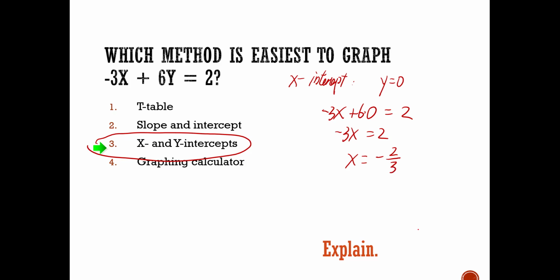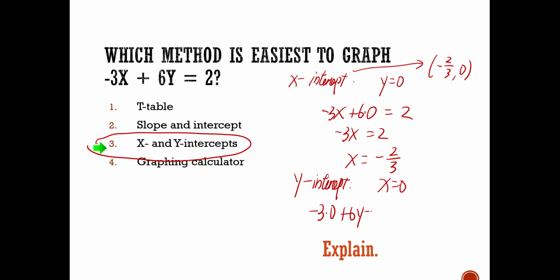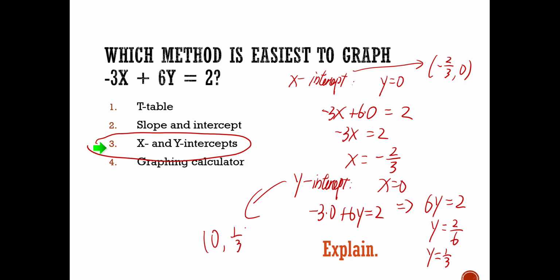Okay, so we get the x-intercept negative 2/3. Now the y-intercept: setting x equal to 0, you get negative 3 times 0 plus 6y equals 2. That means 6y equals 2, and then y equals 2 over 6, so y equals 1/3. So the y-intercept is (0, 1/3). Based on those two, we can sketch a graph.